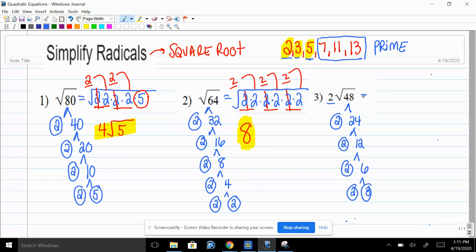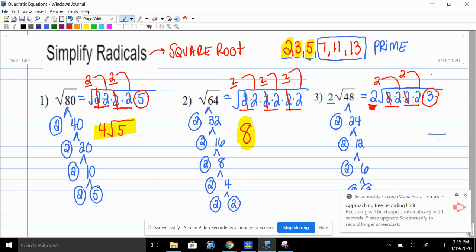So in this problem, I got that 2 that's already on the outside, and then I got 1, 2, 3, 4 2s and a 3. So I got a pair of 2s, a pair of 2s. This 3 is going to be a leftover. 1, 2 gets crossed out, eliminated. 1, 2 comes out, eliminate. This one comes out. Now I got this 2 times that 2 that was already sitting there on the outside kind of waiting for me.